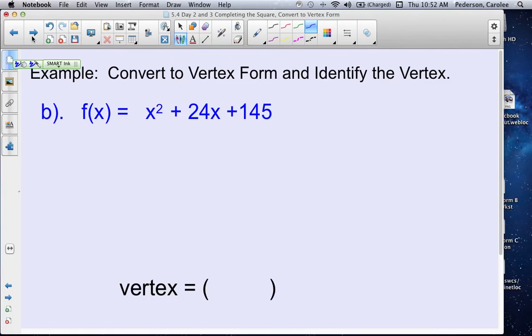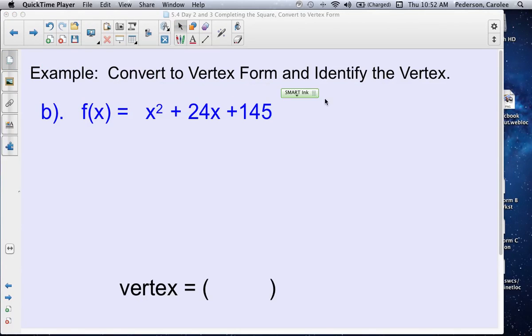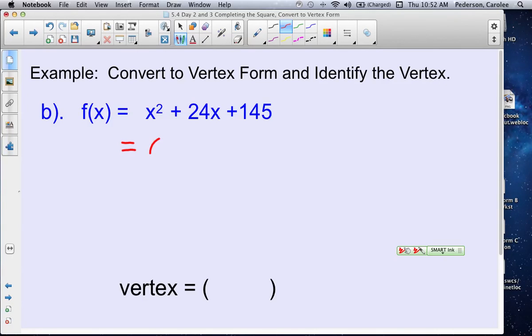Let's do another one. If you seem to understand that problem, then maybe you just want to watch this one. If that was a little bit difficult for you, then probably write this one down too. So again, we have another quadratic equation, and we want to convert it to vertex form so we can identify that vertex. So when you start off, you group the x squared and the x term together, and that constant goes outside the parentheses. I'm going to leave a little space, and then it's plus 145.